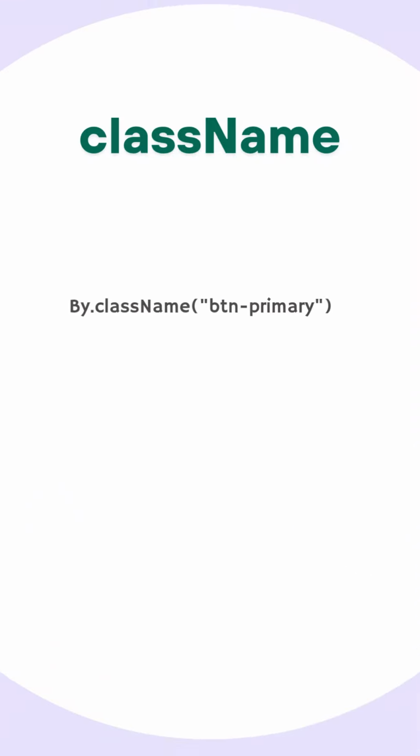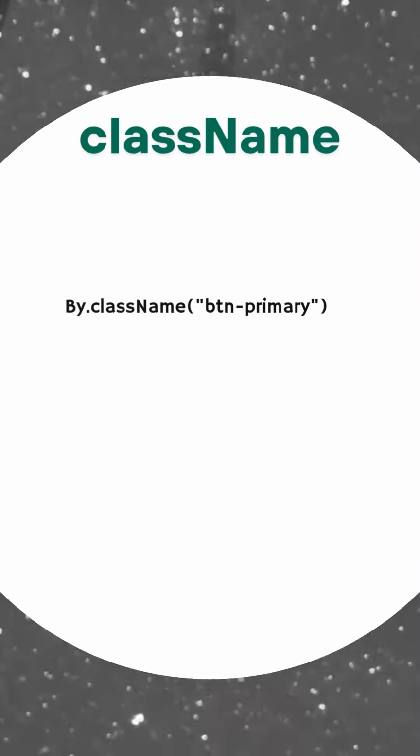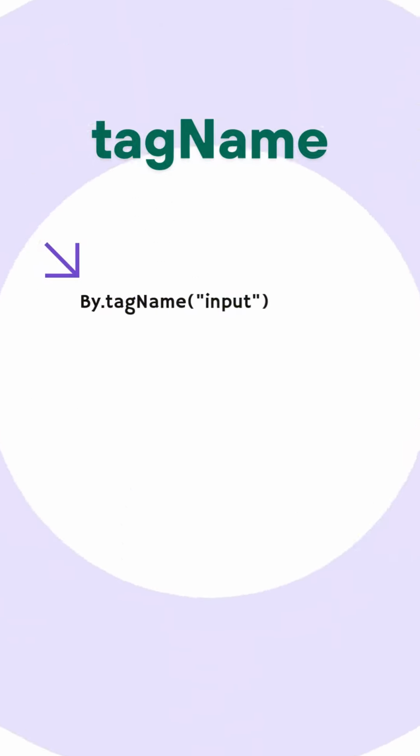1. ID: driver.find_element(By.ID, "username"). 2. Name: By.NAME, "email". 3. Class name: By.CLASS_NAME, "btn-primary". 4. Tag name: By.TAG_NAME, "input".